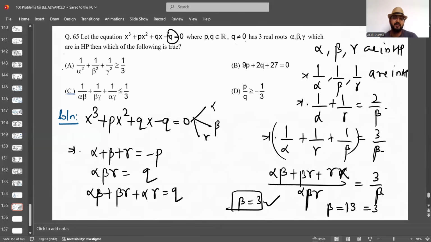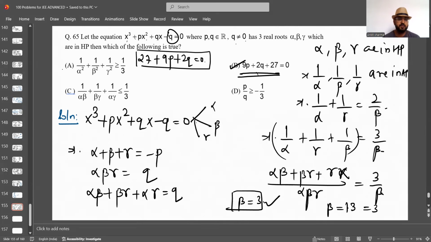For one root, for the other 2 roots, I don't see any conclusion can be made. We use all the informations. So let's go ahead and at least I can think about this option, I guess. Since beta is 3, I can plug in 3 here. So this gives me 27 plus 9p plus 3q minus q is equal to 0, so 27 plus 9p plus 2q is equal to 0. If it's a root, it must satisfy the equation. So just put in the original equation. So I got my option B correct. Now look at this one. So 1 over alpha square, 1 over beta square, 1 over gamma square.